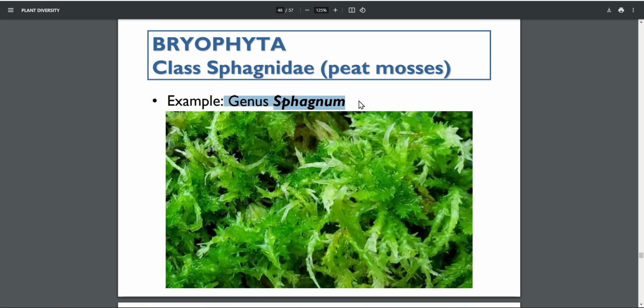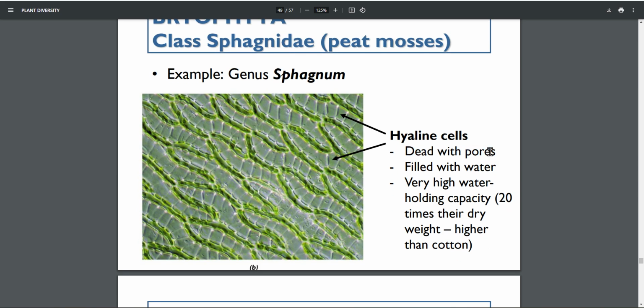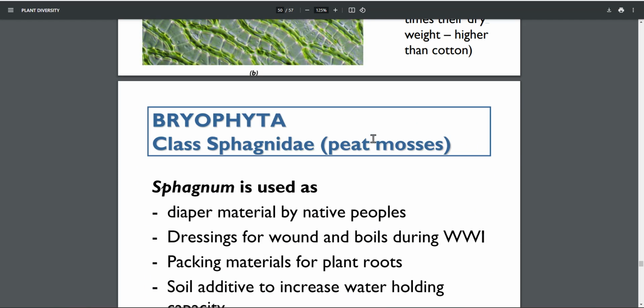This is a very, let's see, not prominent, it's sort of a representative of the sphagnum, and in the sphagnum and the rest of the peat mosses, there are something called the hyaline cells. These cells are dead, and they're filled with pores, little holes, and they can be filled with water, and they have a very high water holding capacity.